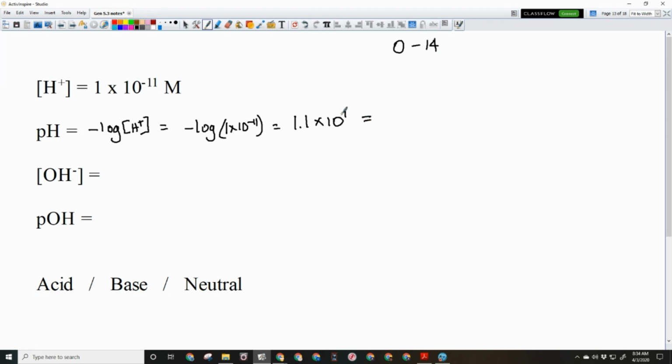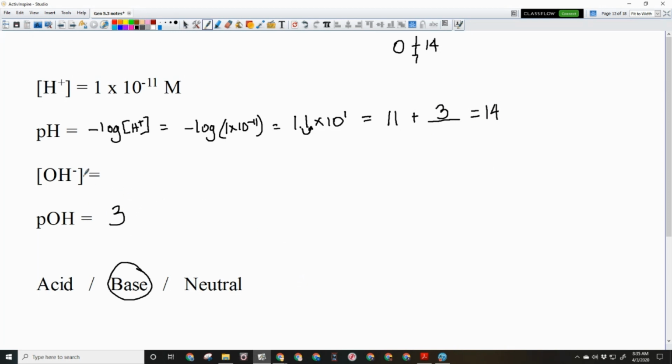What does this mean? This 10 to the first power means we move our decimal over one spot. When we do that, it's going to give us 11. So the pH here is 11. Is this acid, base, or neutral? Well, remember 7 is neutral. Anything between 7 and 14 is a base. If our pH is 11, we can calculate our pOH because 11 plus some number is equal to 14. So our pOH is going to be 3.